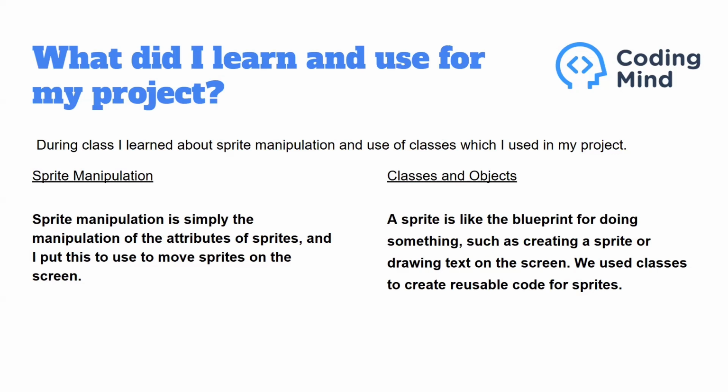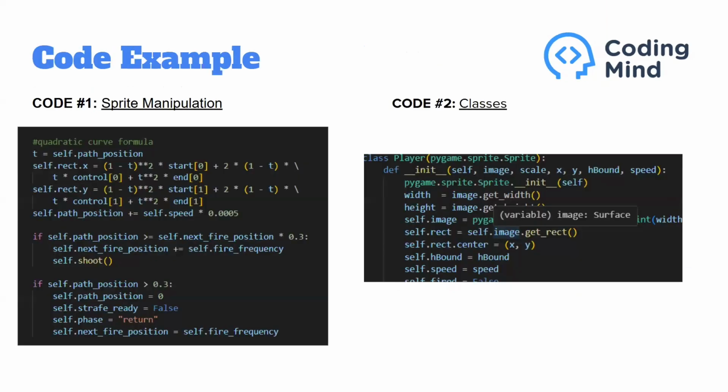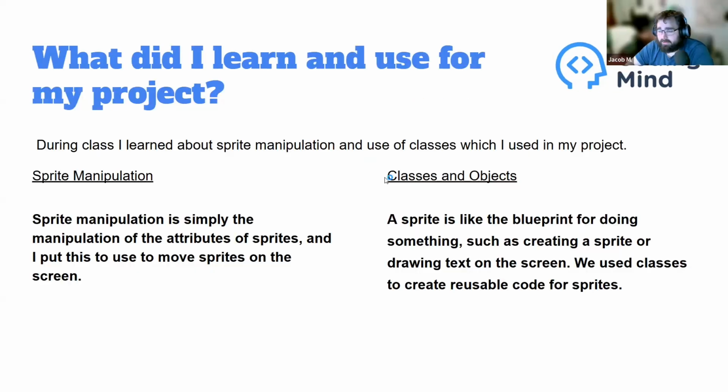We also learned about using classes and objects, and a class is like the blueprint for doing something such as creating a sprite or drawing text on the screen. We use classes to create reusable code for sprites, among other things. What were some of the classes that we created in our game? Such as a class for a player sprite.